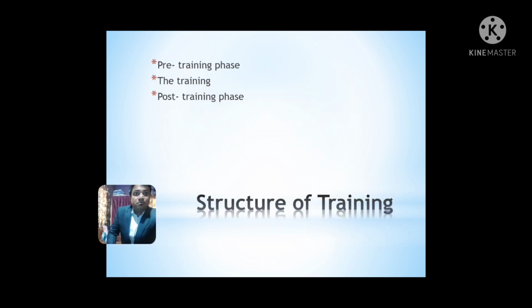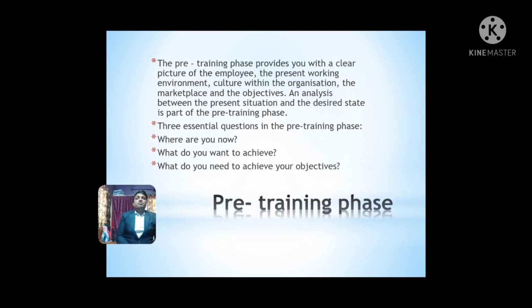Next one is the structure of training. Now we have seen what is training and what is development. Now we are going to see what are the stages or the structure of the training. There are three stages of any training module: pre-training phase, second is actual training, and third is the post-training phase. What is happening in the pre-training phase? The pre-training phase provides you a clear picture about an employee, the present working environment, culture within the organization, marketplace, and the objective and analysis between the present situation and desired state is a part of the pre-training phase.